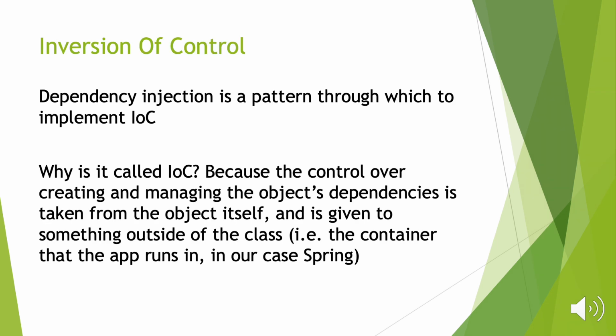We cannot talk about dependency injection without talking about inversion of control, as dependency injection is just a pattern through which inversion of control is implemented. Why is it called inversion of control? Because the control over creating and managing an object's dependencies is taken from the object itself and is given to something outside of the class.